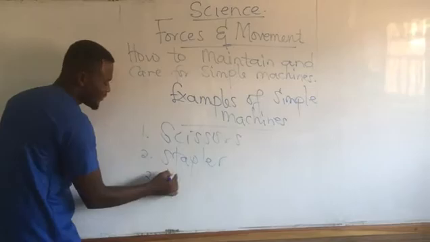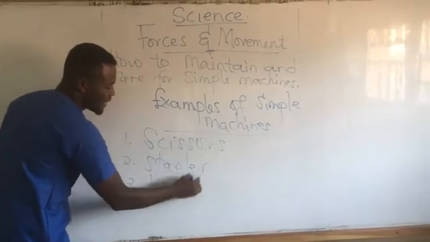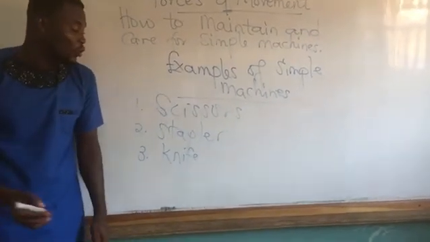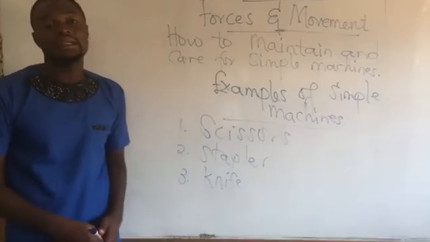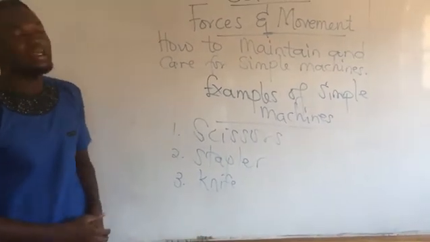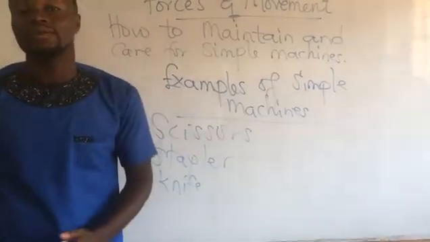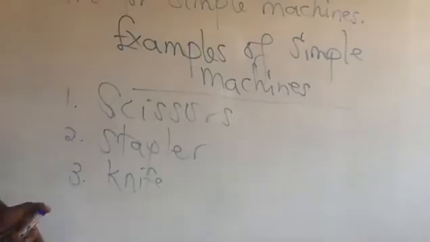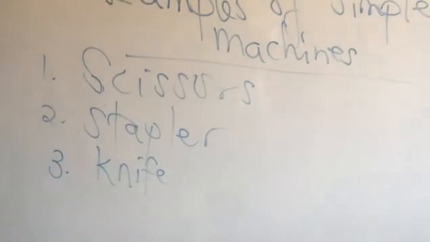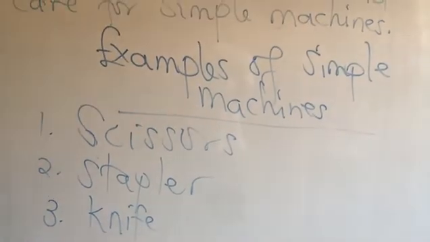The knife. The knife is used at home mostly in our kitchens, right? It's used in slicing vegetables. It's also used in cutting, let's say, tubers of yam. Whenever you are going to prepare your yam, you use the knife. So you see that the knife is a very simple machine.